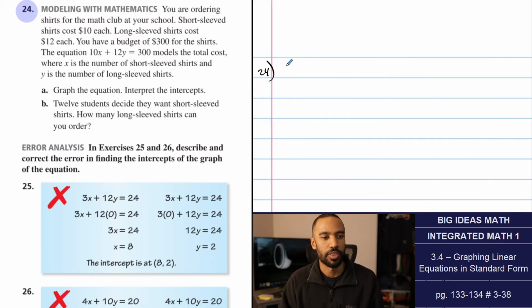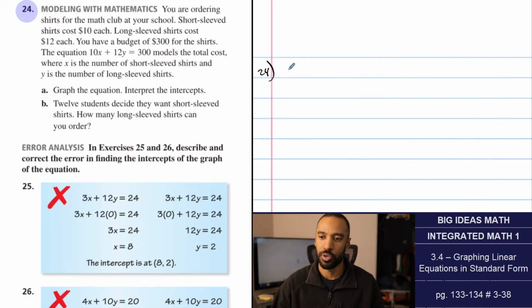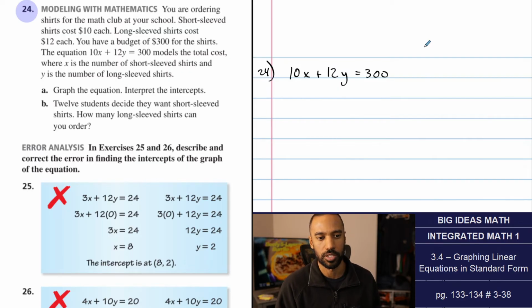You're ordering shirts for the math club at your school. Short sleeve shirts cost $10 each. Long sleeve shirts cost $12 each. You have a budget of $300 for the shirts, and they give you an equation, 10x plus 12y equals 300. This models the total cost where x is the number of short sleeve shirts, y is the number of long sleeve shirts.